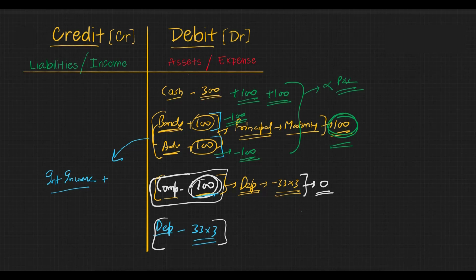The only time when the impact on P&L is going to happen is in case this turns out to be a non-performing investment or advance. At that point, I'll have to create a provision by debiting the P&L. Otherwise, there is no impact.